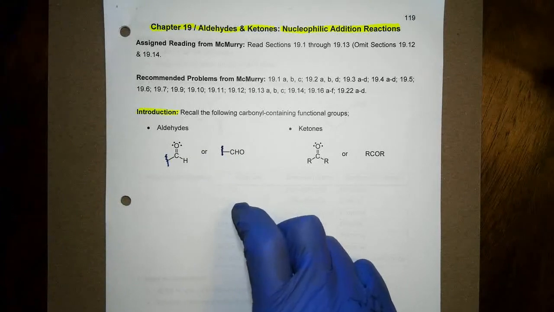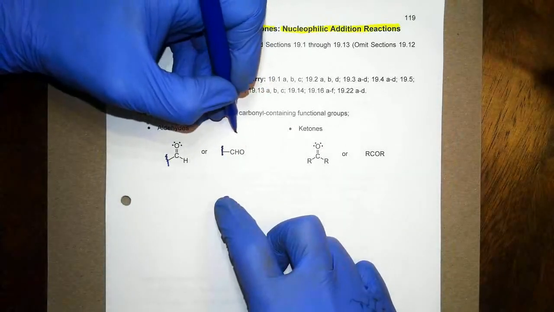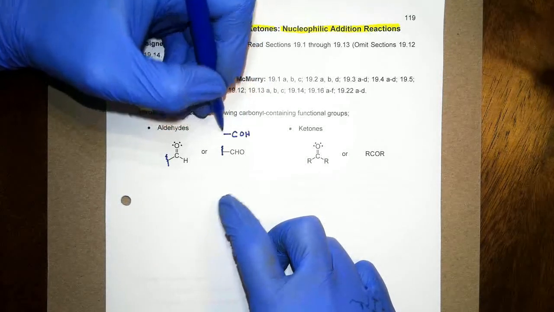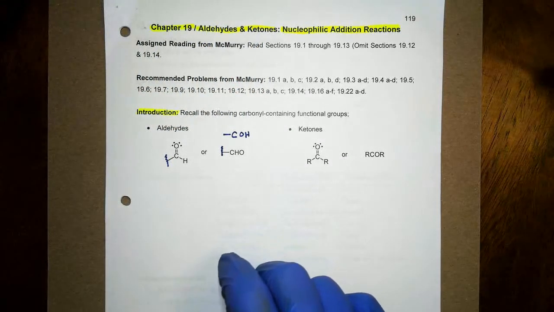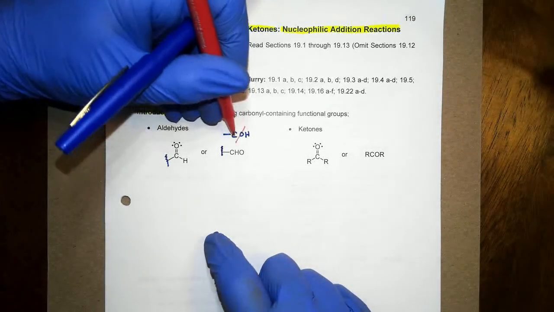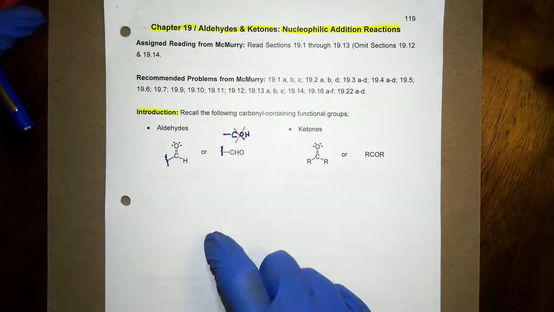Now that's very important. Okay, you wouldn't want to write COH. Okay, that would be different. That's more like an alcohol. So when you see the letters CHO, bear in mind that represents an aldehyde.